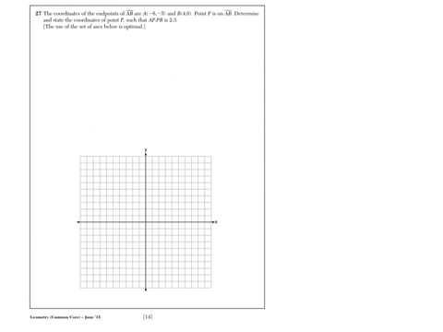Number 27. The coordinates of the endpoints of AB are A (-6, -5) and B (4, 0). Point P is on AB. Determine and state the coordinates of point P such that AP to PB is a 2:3 ratio. The use of the set of axes below is optional. I'm going to go ahead and graph this on the axis to get a clear visual as to what this looks like.